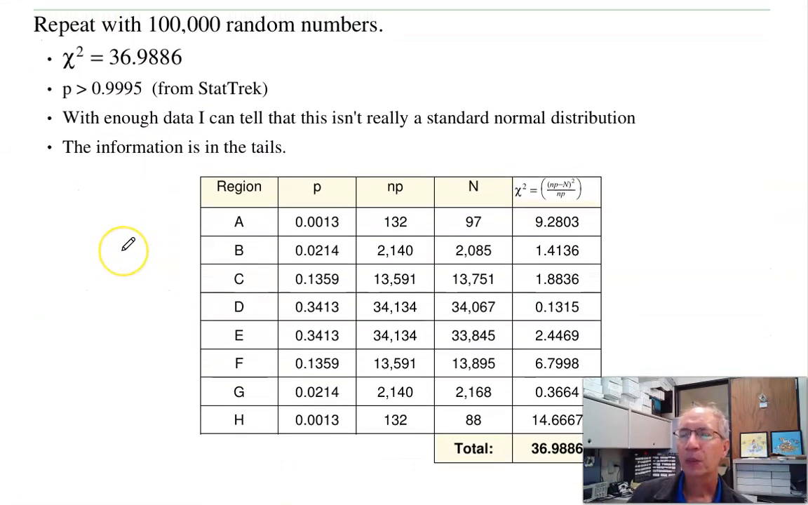Let's repeat with 100,000 numbers. With 100,000 numbers, I now have a chi-squared score of 36. Probability is 0.9995. So with enough numbers, I can actually tell that this is not a normal distribution. It takes a lot of data to tell that, though. And where the data shows up, it shows up in the tails.